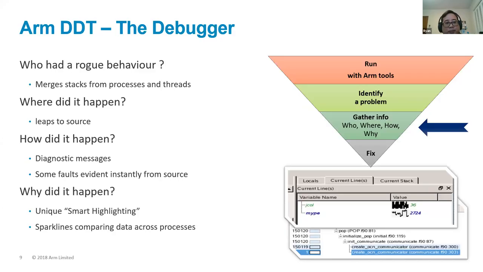Okay, so our debugger. The idea is you've got your code and it's not working the way you expect it to. So what you can do is use our graphical debugger to figure out what is going on. You can see information across all the different stacks and processes and threads. Like I said, if there is a crash, DDT will take you exactly to the line of code where the crash occurs, and then it will tell you what the crash was and hopefully give you more information. And you get the context of what's happening at that point in time.